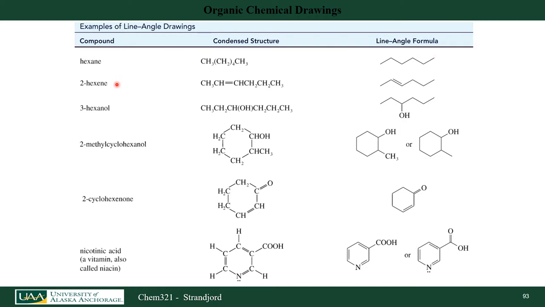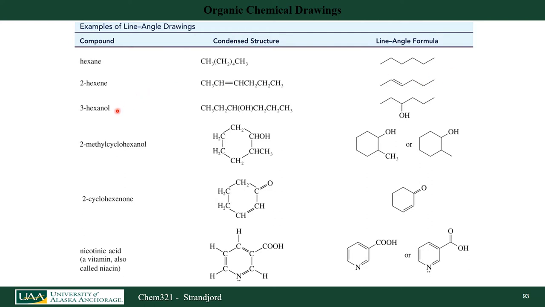If I look at 2-hexene, where I have a double bond now between carbon number 2 and carbon number 3, again, this is the condensed structural formula. If I draw the line angle, I have 1 carbon, 2, 3, 4, 5, 6 carbons. I have 3 hydrogens out here. I already have 3 bonds, so I only have 1 hydrogen here and 1 hydrogen here that's implicit and not shown. 2 hydrogens, 2 hydrogens, and 2 hydrogens.